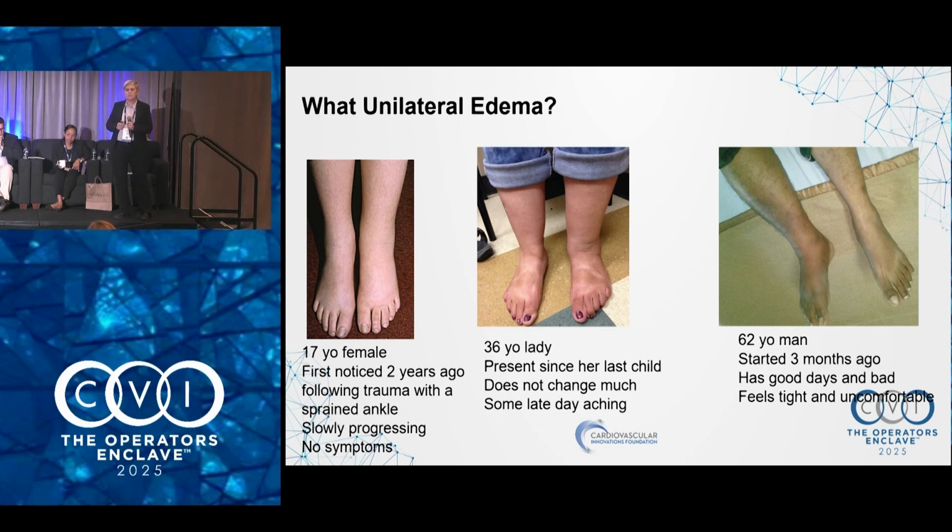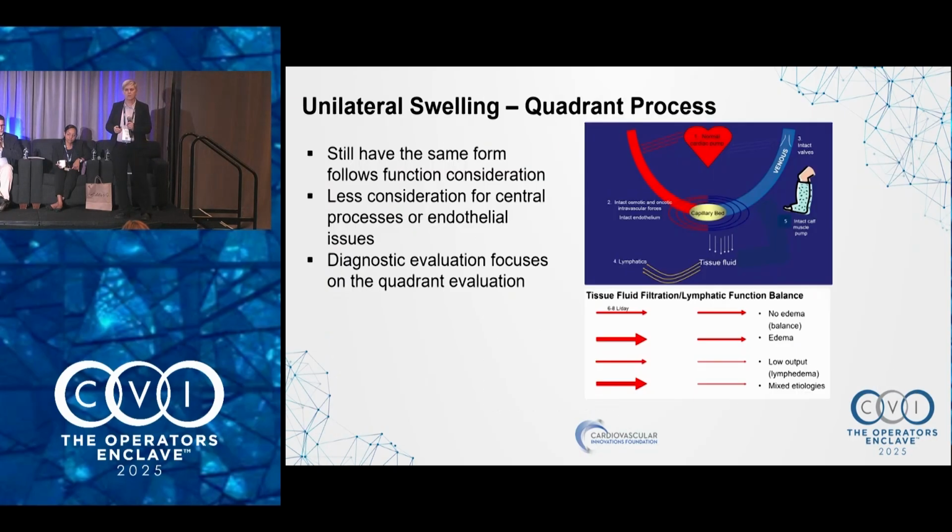And then the third case is a 62-year-old man. You can see he's got right lower extremity swelling, and this started about 3 months ago. It kind of comes and goes. He's got good days and bad days. It feels tight. It's uncomfortable, but he hasn't had any sores or ulcers or blisters or anything related to this.